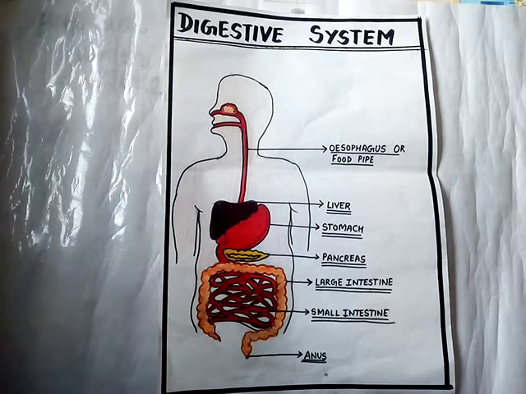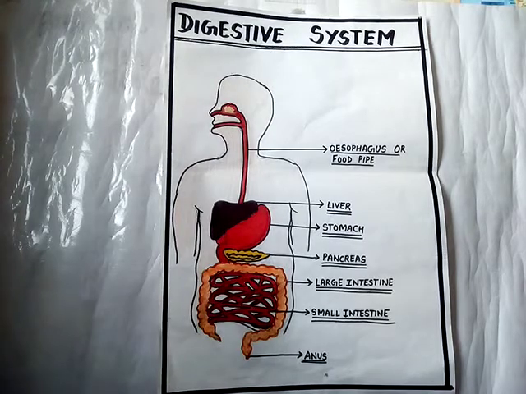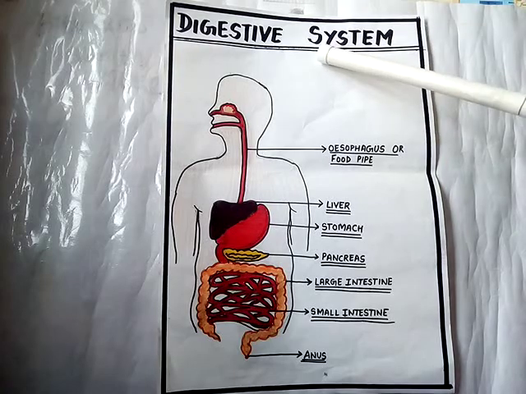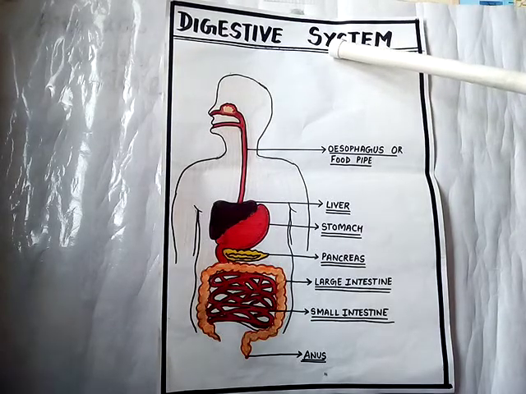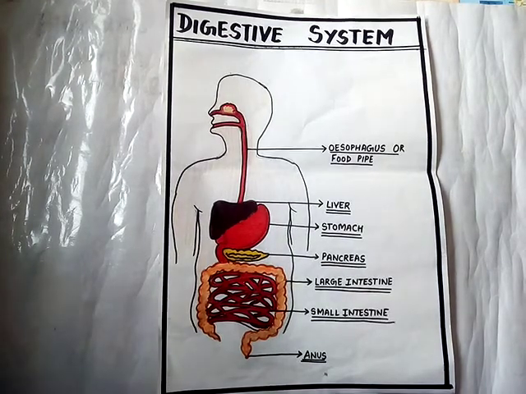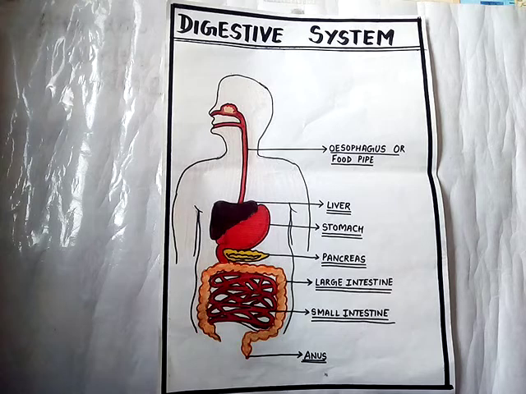Our body can't absorb the nutrients in complex form, so they have to be broken down into simple and soluble substances so that they can be absorbed by our body. For this purpose, one particular system is present in our body known as the digestive system. Hence, digestion is the process in which food is broken down from complex form into simple and soluble form so that it can be absorbed by our body.